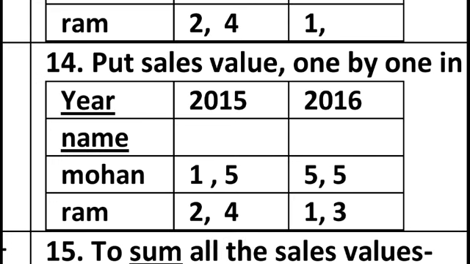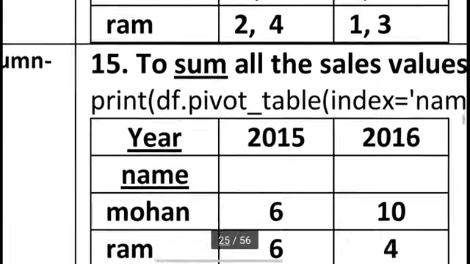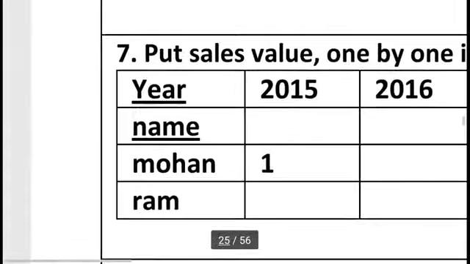I want to put year in the rows and name in the columns. That means I want to switch: name in the columns and year in the rows. So I want to change the angle and switch the angle.